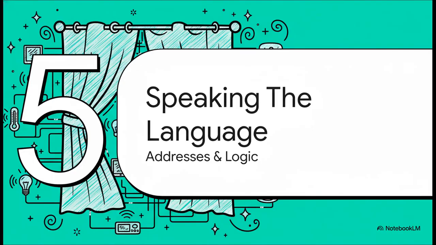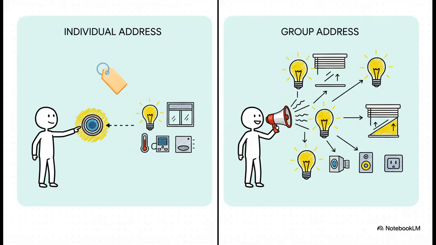All right, for our last section, let's pull back the curtain just a little bit more and see how these devices are actually taught to speak to each other. This is where the real magic happens. In the KNX world, you've got two kinds of addresses. First, every single device gets its own unique, individual address. Think of it like a serial number.